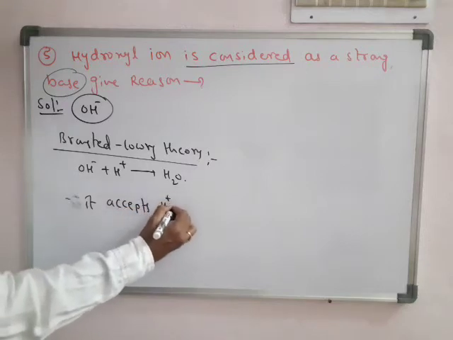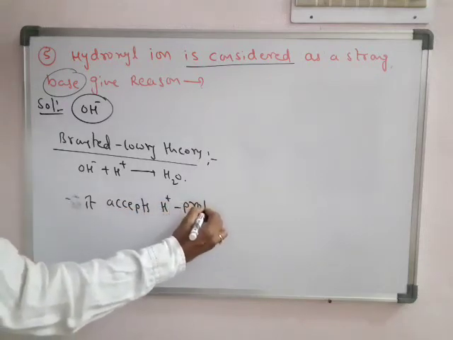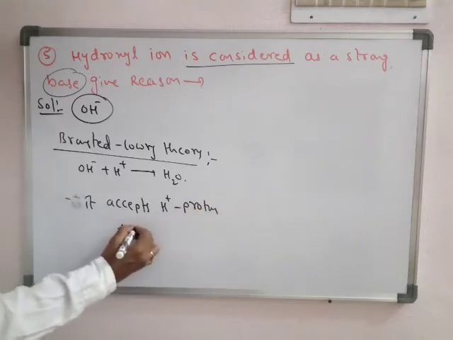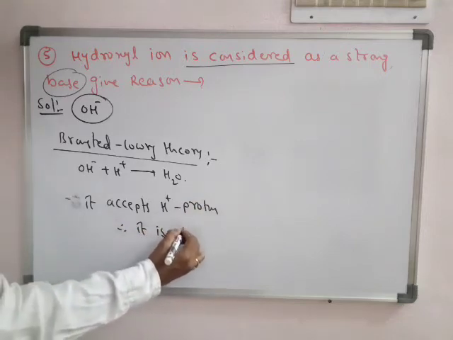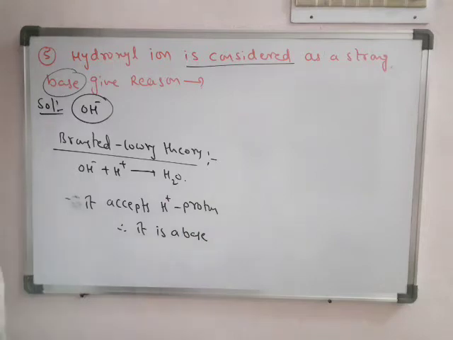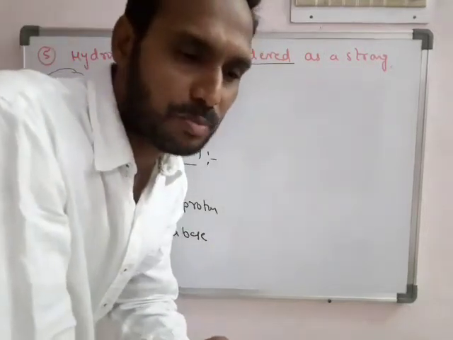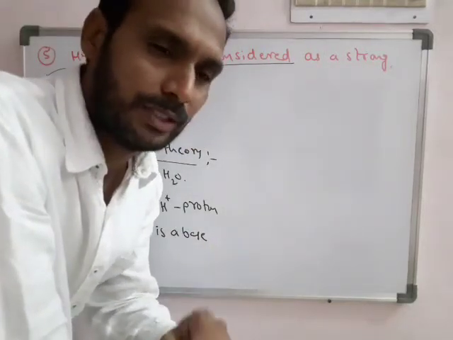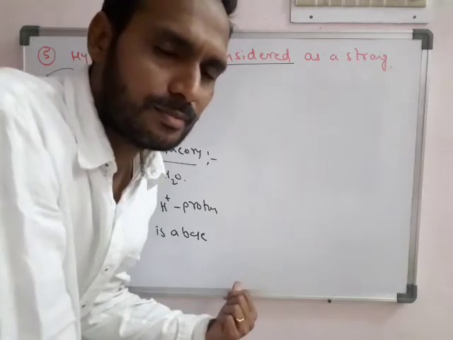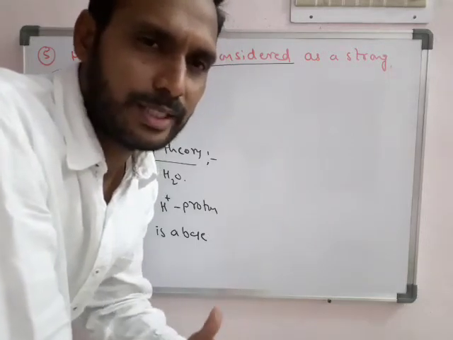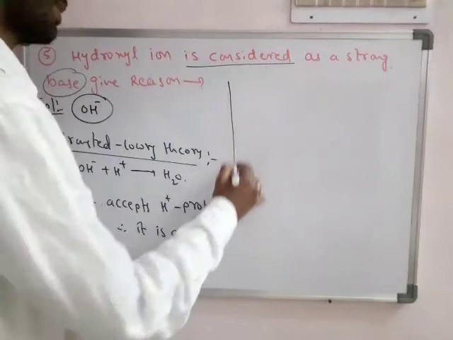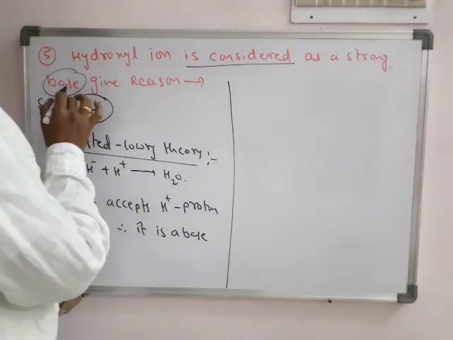It accepts H plus, nothing but proton. So therefore, it is a base. The basic character of OH minus can be explained with the help of Bronsted theory easily. And if you see the strength, that's why it is treated as a strong base.